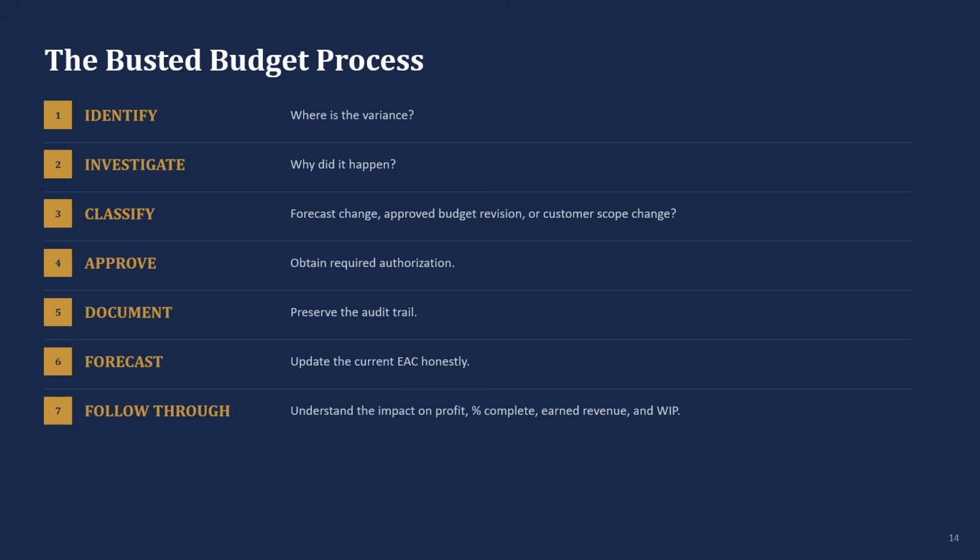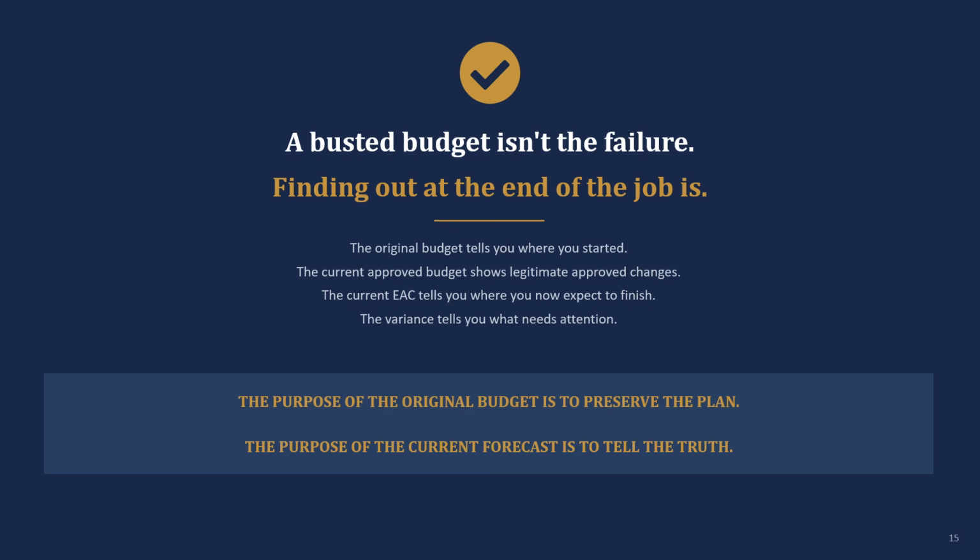Accounting plus operations equals a reliable forecast. Let's pull the whole busted budget process together. Identify where the variance is. Investigate why it happened. Classify it. Is this a forecast change, an approved budget revision, or a customer scope change? Approve it. Get the required authorization. Document it. Preserve the audit trail. Forecast. Update the current EAC honestly. And follow it through. Understand the impact on profit, percent complete, earned revenue, and WIP.